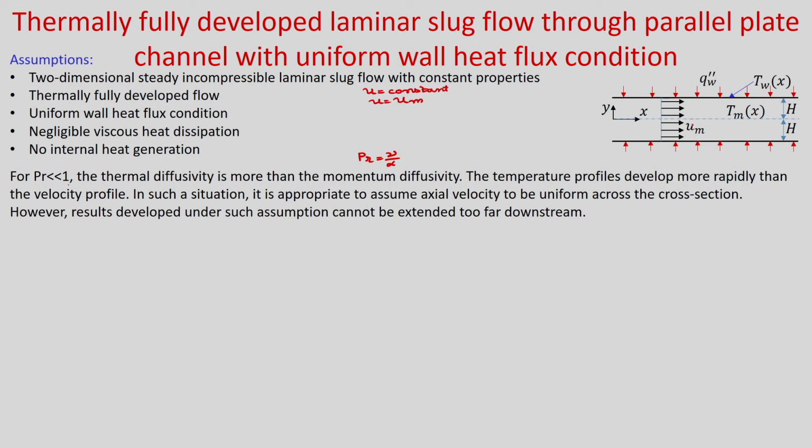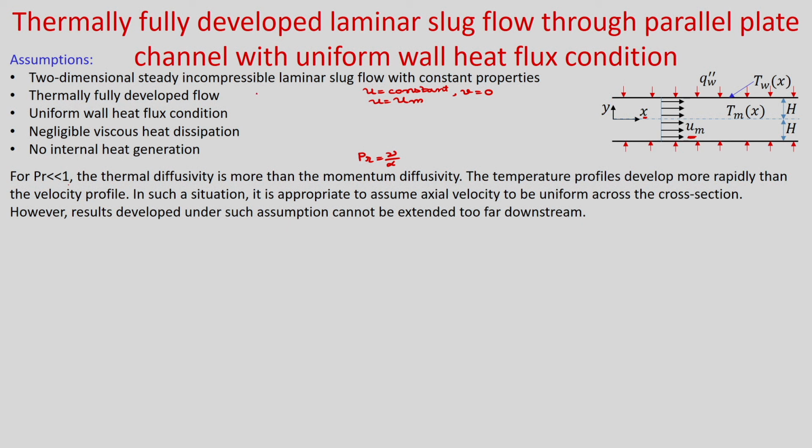Okay. So, you can see this is the channel with two infinite parallel plates. X is the axial direction, y is measured from the central line, q double prime w is the constant heat flux applied to both the walls. These two plates are separated by distance 2h, and you have uniform velocity because it is slug flow. Obviously, if it is uniform, then your v velocity will also be 0. So, v is also 0, v is the velocity in y direction.